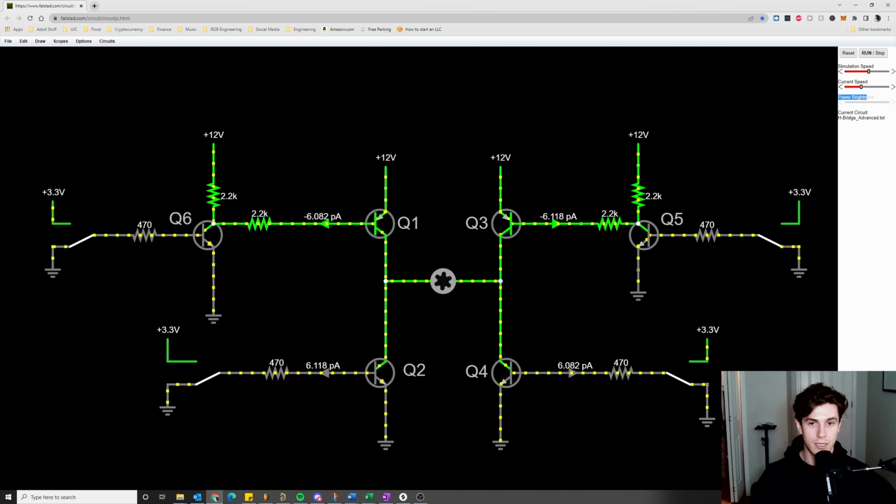And then when I apply 0 volts to both of these, everything stops conducting. We have no current flow at all. And then when I pull this one high and this one high, we now have current flowing in the opposite direction. It's causing Q3 to be closed and Q2 to be closed, and now current is flowing from right to left.